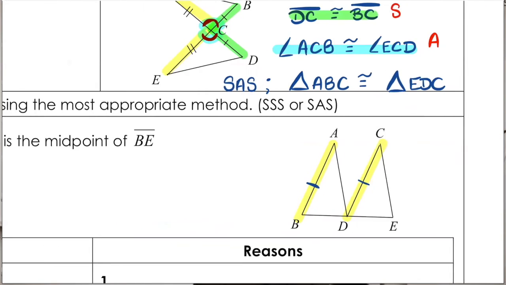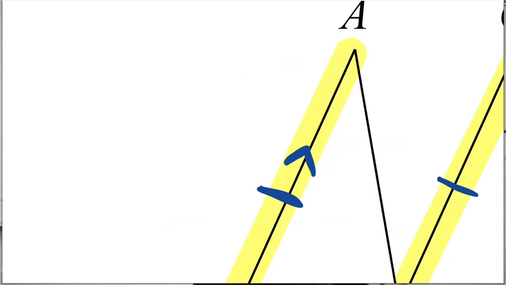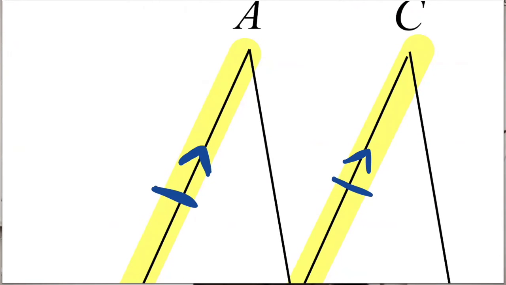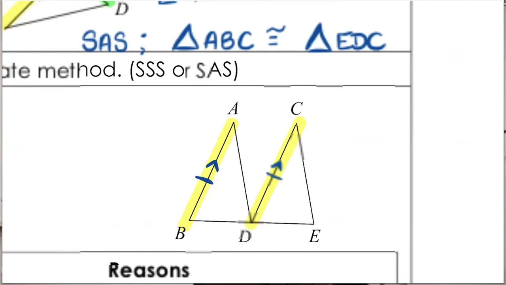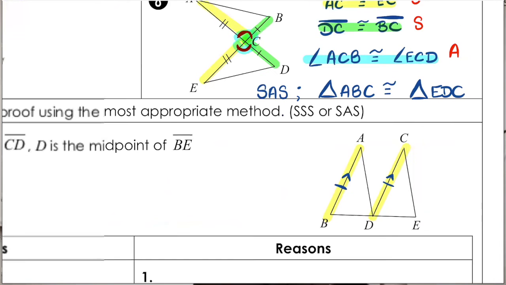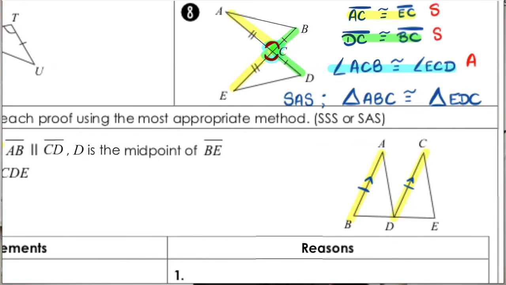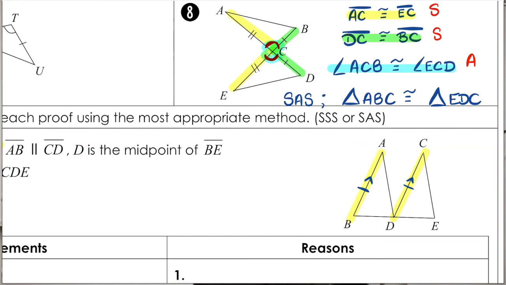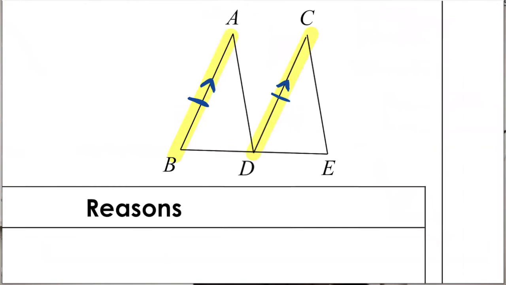AB is parallel, so that means remember we put that little arrow. The arrow signifies parallel. All right. What else do we know? D is the midpoint of BE. So if D is the midpoint, so this is D, and it's the midpoint of this segment, what does that tell us? If that's the midpoint, it's what? Congruent. So these two must be congruent to one another.